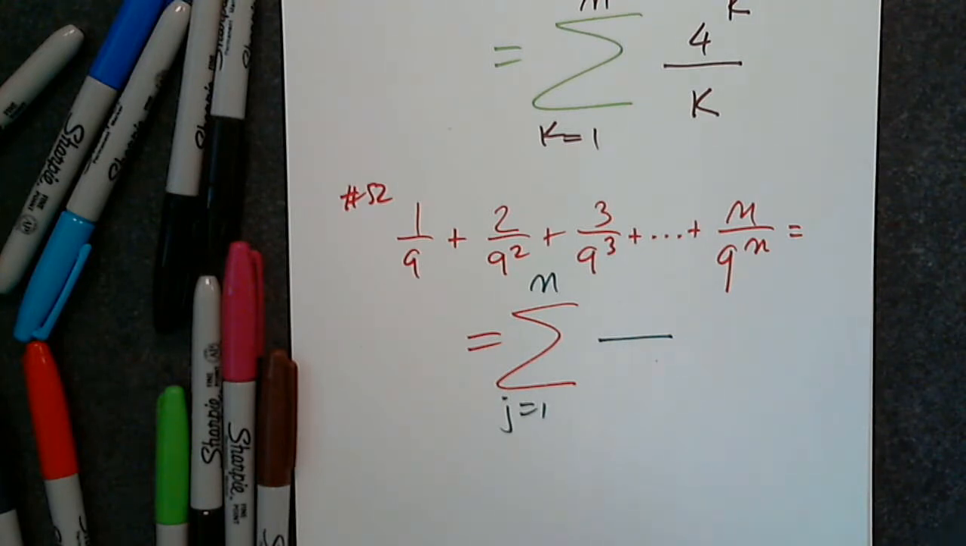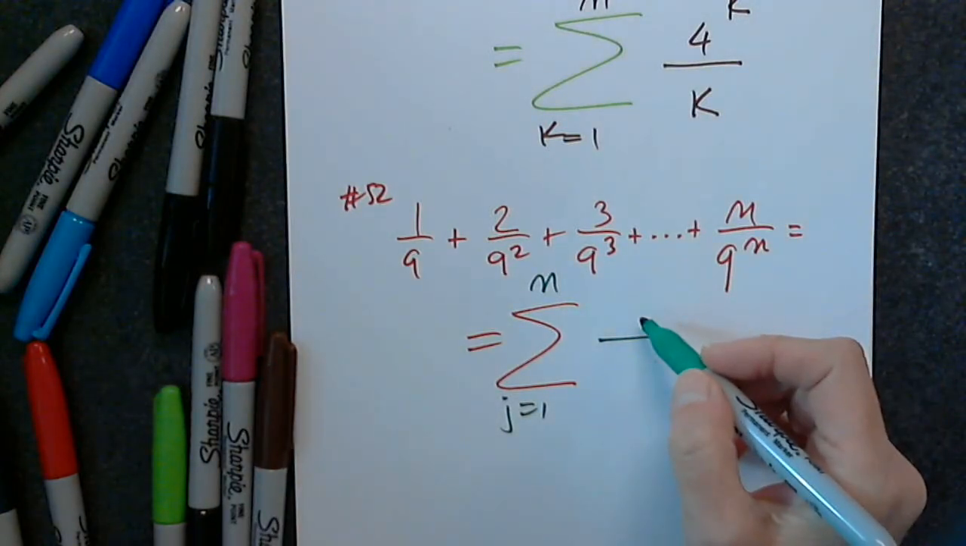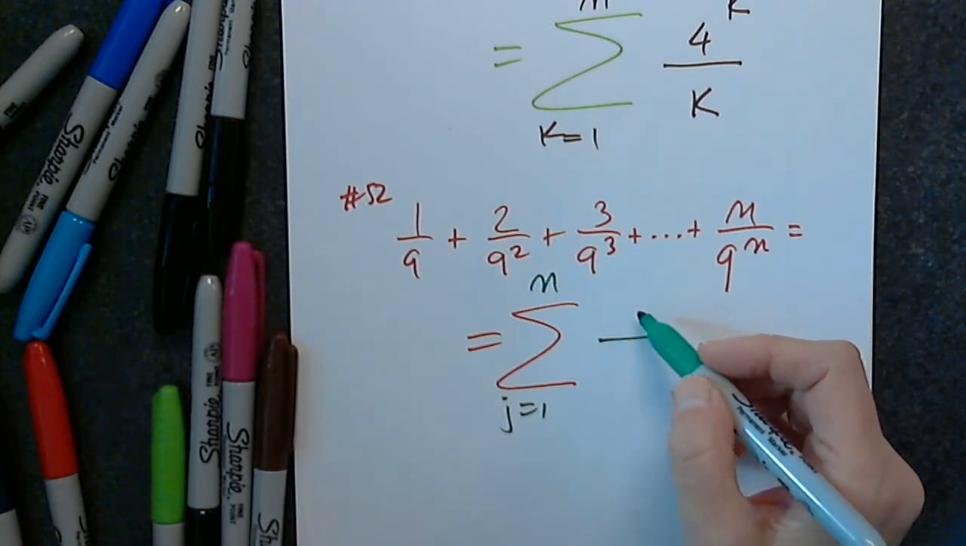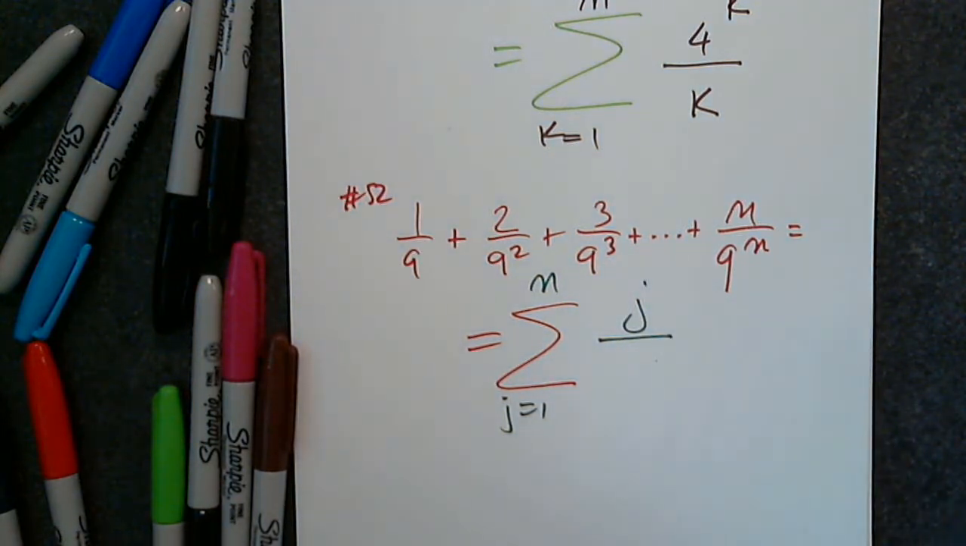But all terms are a ratio. So what do we have at the top? Good. At the top is j, because when j is 1, I get 1. When j is 2, I get 2. When j is 3, I get 3. And when j is n, I get n. And what do we have in the denominator?